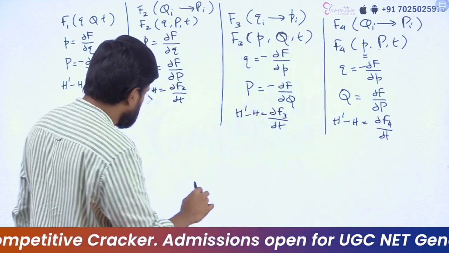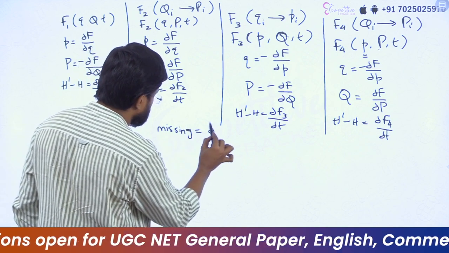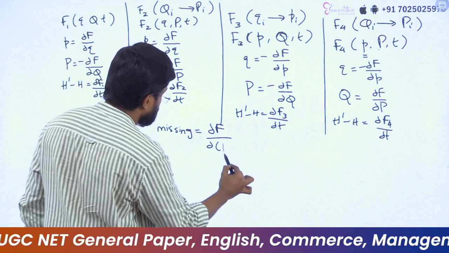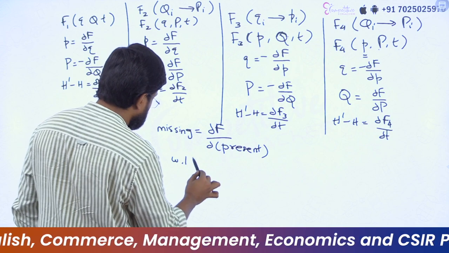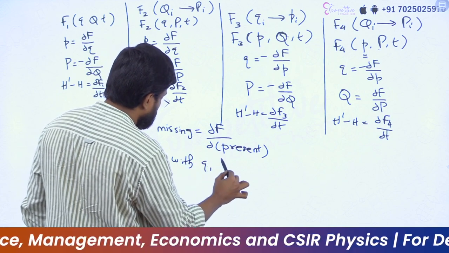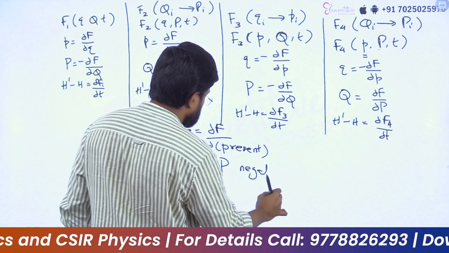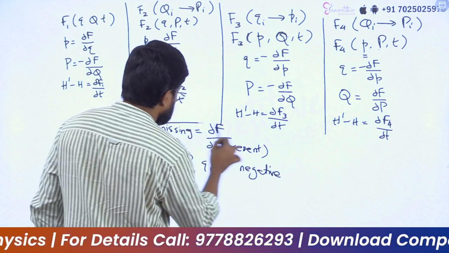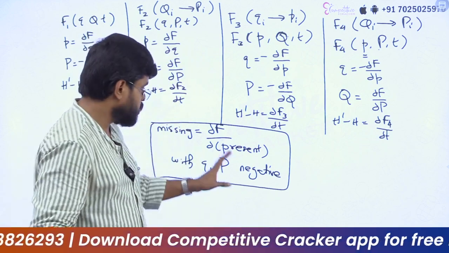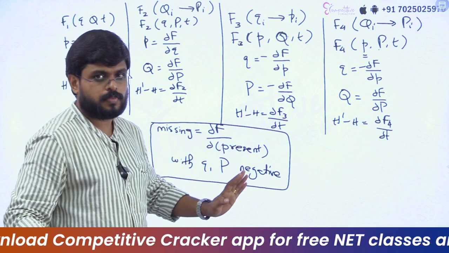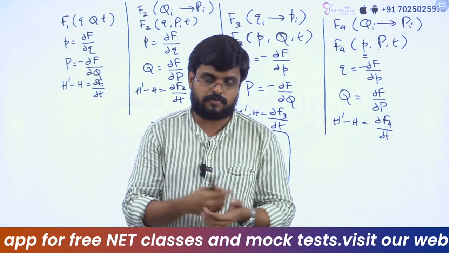So always remember, the missing term is equal to ∂F by ∂present, with small q and capital P negative. Is it clear? I hope it is very clear to you. And this is how we have to understand the generating function.